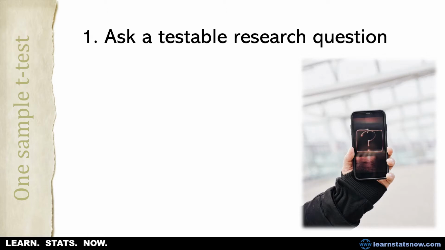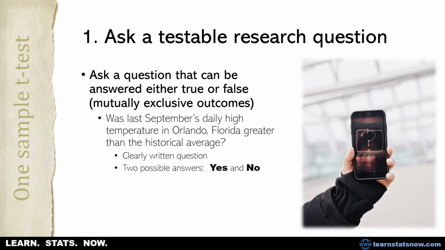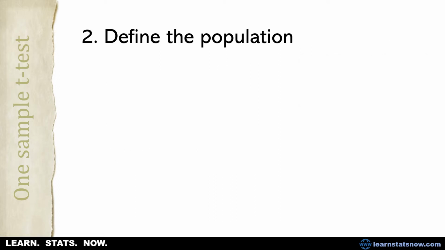Okay, so let's start with step one. Let's ask a testable research question. Now we need to ask a question that can be answered either true or false. In other words, there has to be mutually exclusive outcomes. So the example we're going to work with in this video is, was last September's daily high temperature in Orlando, Florida greater than the historical average? Now that's pretty clearly written, and there are really two possible answers, yes and no.